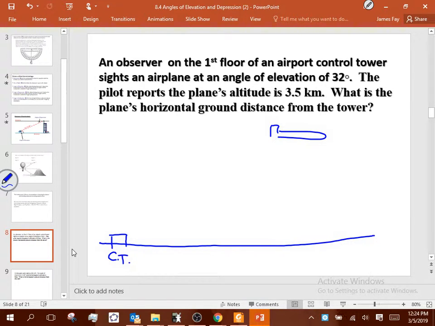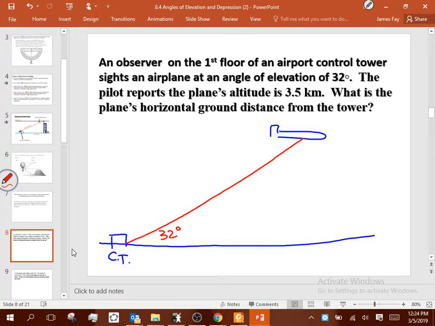Okay? So my angle of elevation is created from my line of sight, and my horizontal. Well, the blue line is my horizontal, right? The angle of elevation that's created by those two things is 32 degrees. I'm going to put 32 degrees in right there. What is that little square?